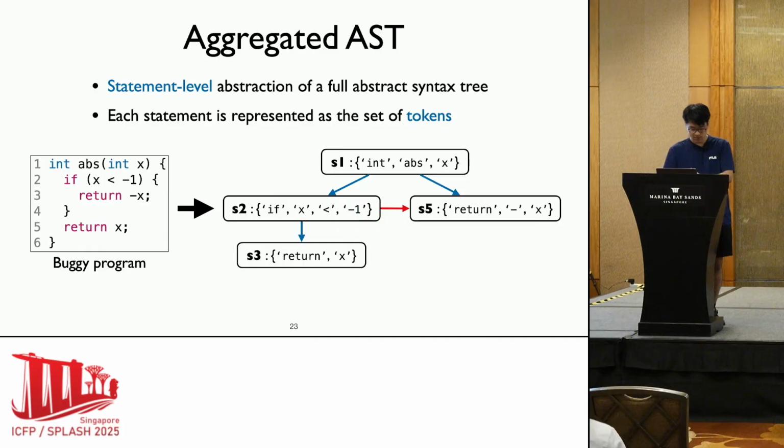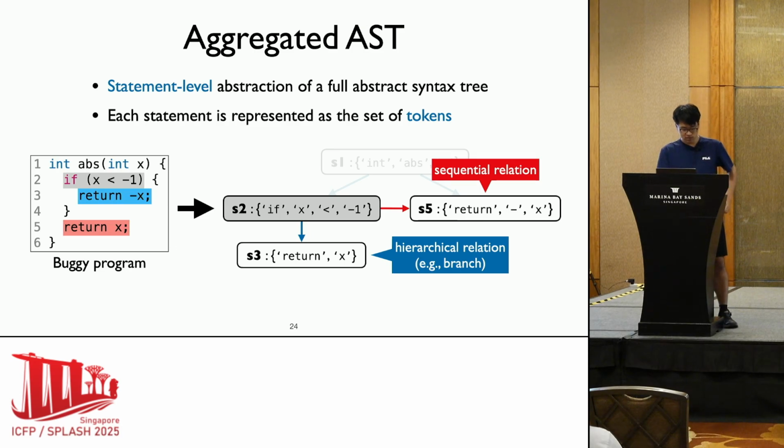Now let me briefly explain the aggregated AST. Aggregated AST is a data structure that abstracts a full abstract syntax tree at the statement level. Each node represents a statement and is represented as a set of tokens, a set containing all tokens that belong to the statement.